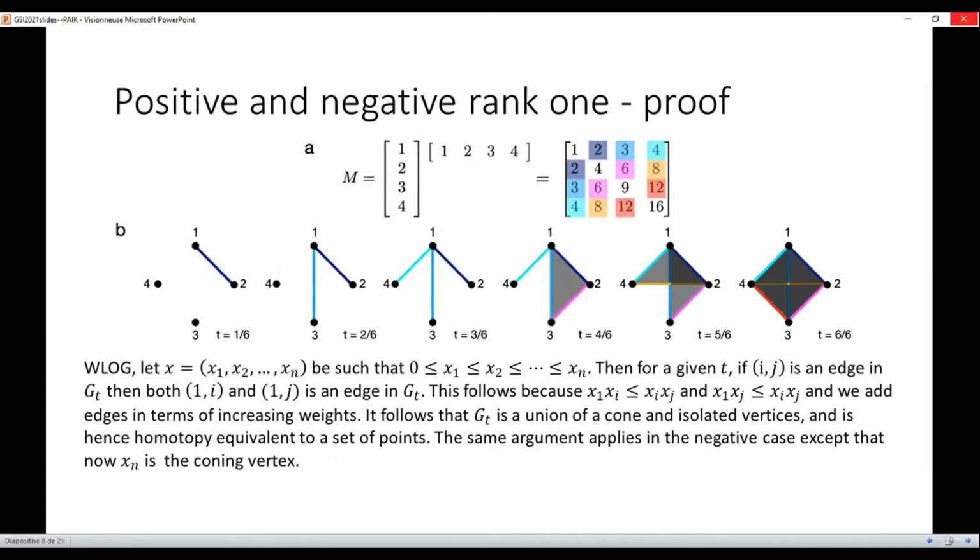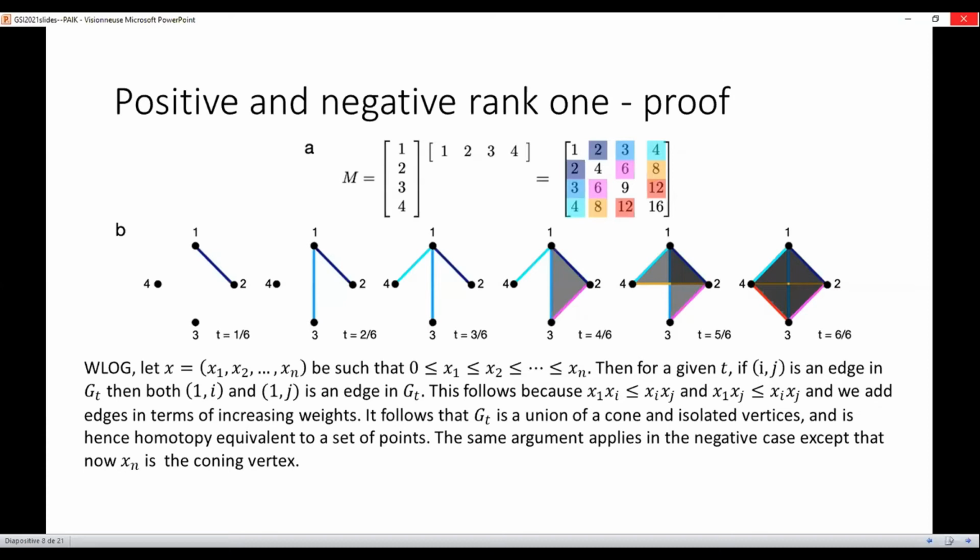Okay, well, we notice that if we have an edge, let's say we have this edge 2, 3, just by a simple inequality, if we have an edge between 2 and 3, we must have an edge between 1 and 2 and 1 and 3. Well, what does this do for us? Well, it means that actually the smallest vertex is a coning vertex. And so in the positive case, each one of these clique complexes is a union of a cone and a sequence of isolated vertices. Well, but cones are contractible, and so it's going to be homotopy equivalent to a set of points, and that's why we have the trivial Betti numbers.